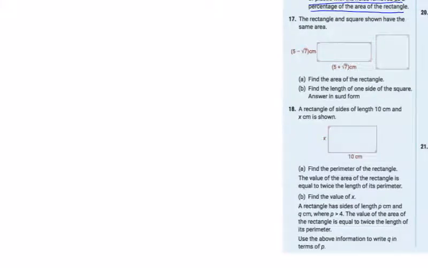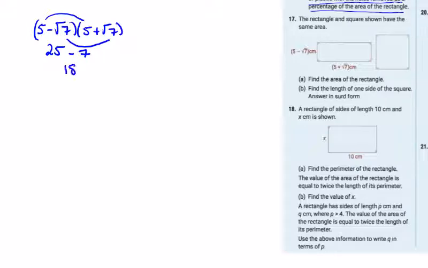So find the area of the rectangle. So we have 5 minus root 7 by 5 plus root 7, which is going to be 5 5s 25, plus 5 root 7 minus 5 root 7. They're going to cancel, and we have minus root 7 by root 7, which is minus 7. So 18, and the units here are cm, 18 cm squared.